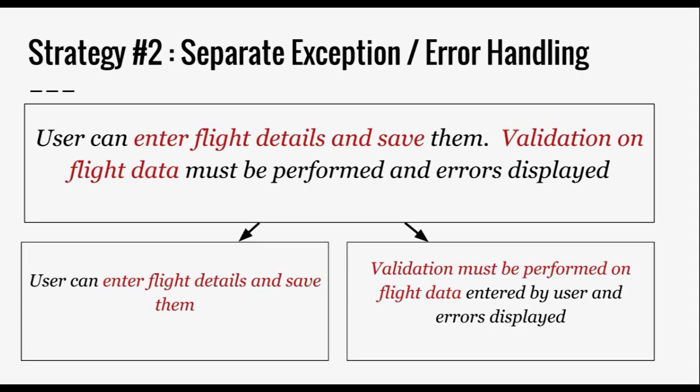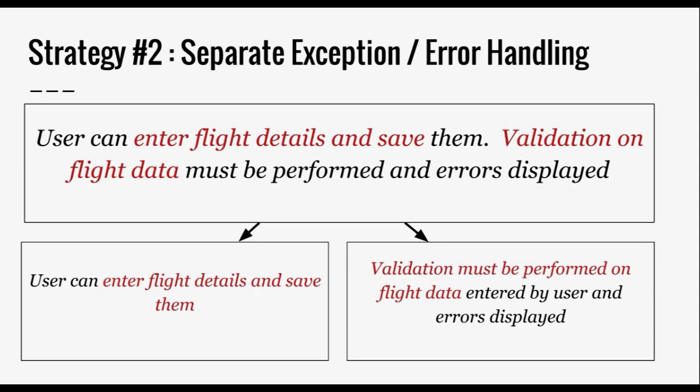Strategy number 2, separate exception and error handling. Okay, so normally the user stories get sometimes too big because we try to cover every possible error handling in the first implementation. Though it is perfect and ideal, it's not always required. So it is another strategy where you can have the core functionality and the essential error handling in the first user story, and the good to have or the additional error handling in the other story.